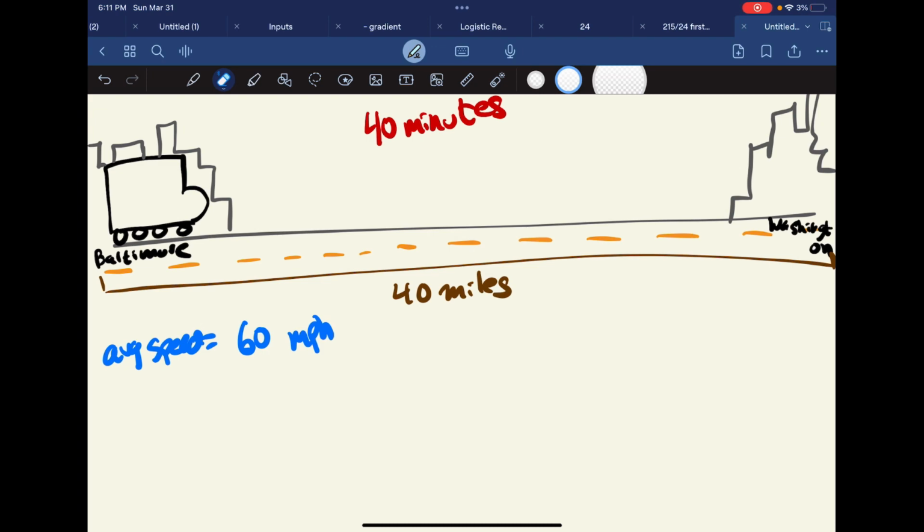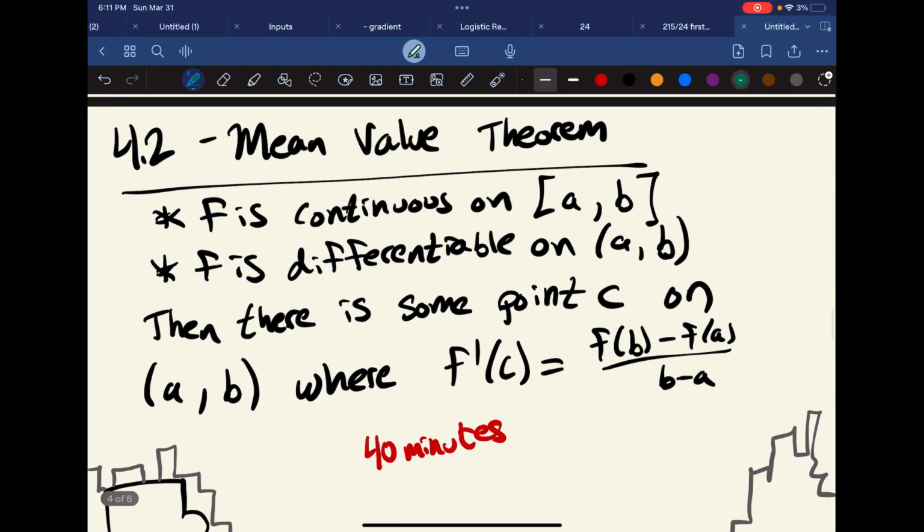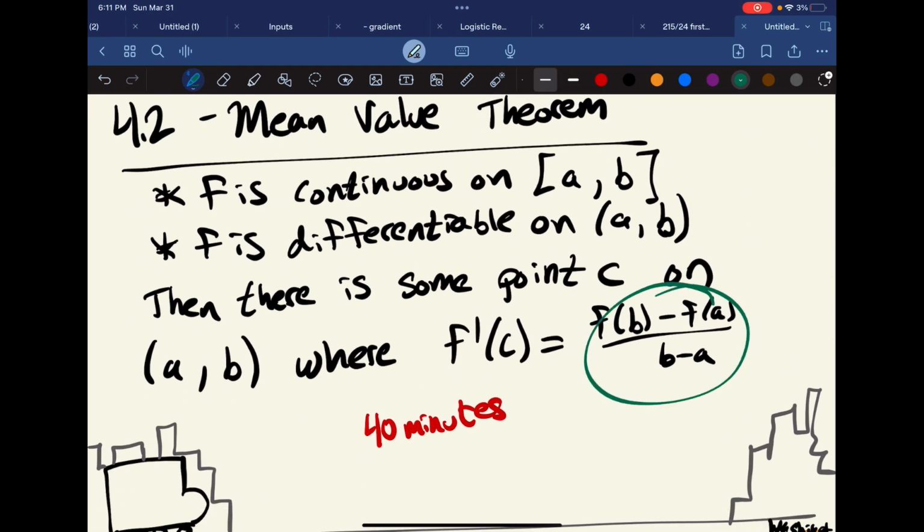Now looking back at our definition, this is the average rate of change between a and b, the average slope between a and b. So all it's saying is that at some point it hits its average slope. At some point the actual slope equals the average slope. You know what I mean? So that's the mean value theorem. That's all it really says.